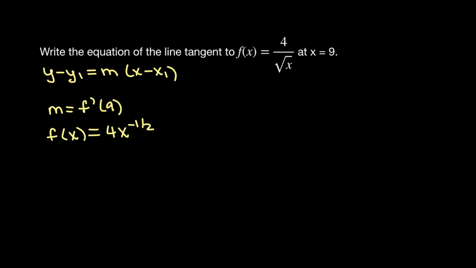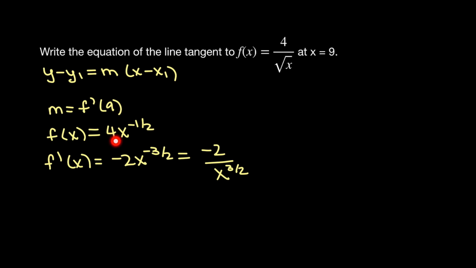So the function we're working with can be written as 4 x to the negative 1/2. Square root of x is x to the 1/2. Because it's on the bottom, I write it as x to the negative 1/2. I can use my power rule on this. I'm going to bring down the negative 1/2. 4 times negative 1/2 is negative 2. And then I do negative 1/2 minus 1. That's negative 3 halves. We can rewrite this as negative 2 divided by x to the 3 halves. So there's the derivative of my function.